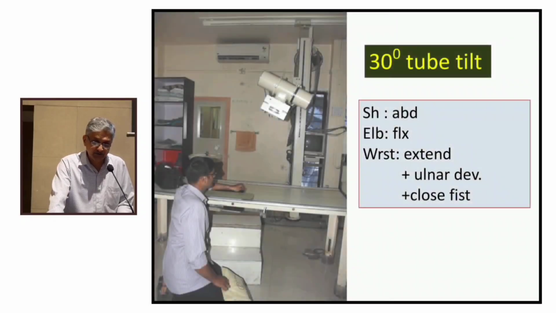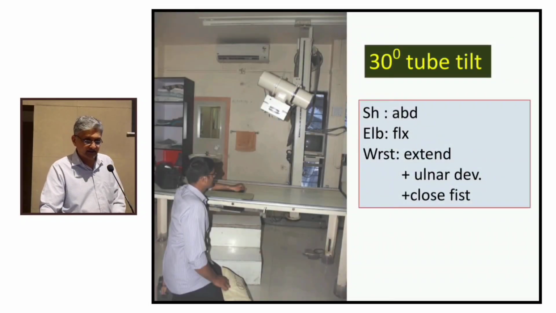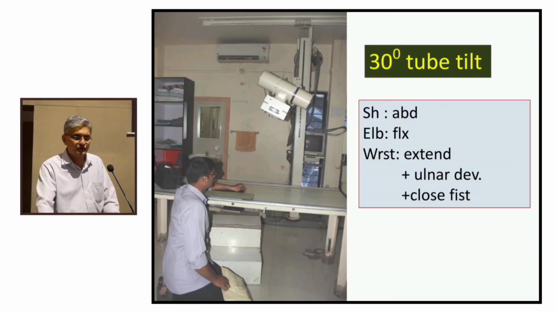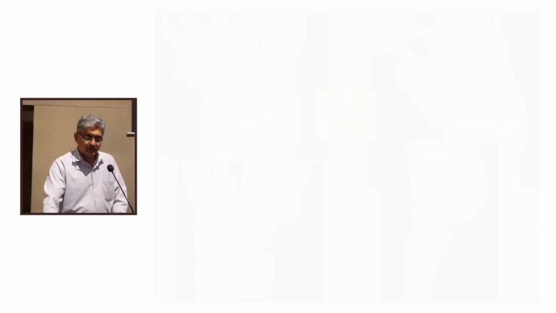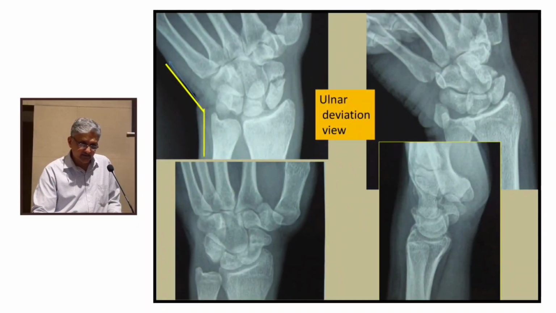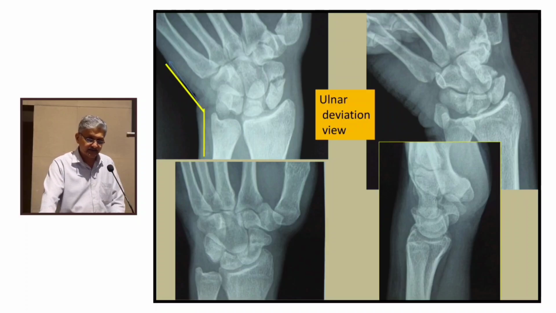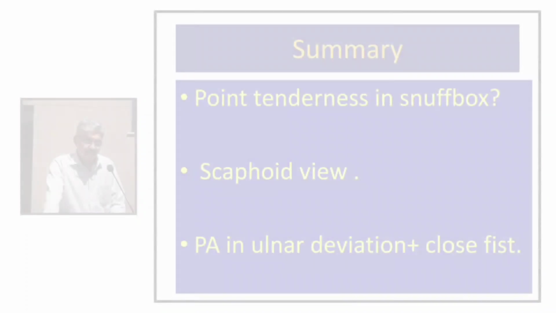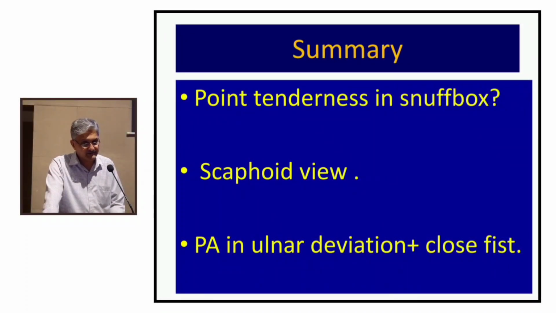The next thing that you do is, with the patient remaining in this position, ulnar deviation, the tube is tilted by 30 degrees. Patient remains stationary, shoulder abducted, elbow flexed, wrist in ulnar deviation, but the tube is tilted by 30 degrees, and you take a second view. So tube tilted 30 degrees is the second view. It's only when the wrist is in ulnar deviation with the 30 degree tilt that you see this fracture. And if it is neutral, you will probably miss it. And therefore the ulnar deviation view is extremely important to pick up a fracture which would otherwise be missed. So in summary: point tenderness, snuff box, take a scaphoid view.